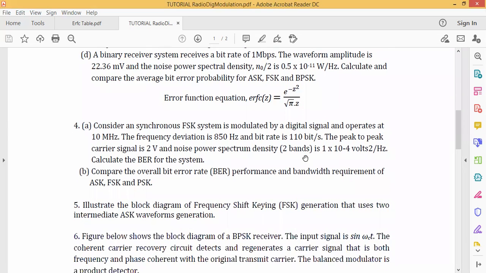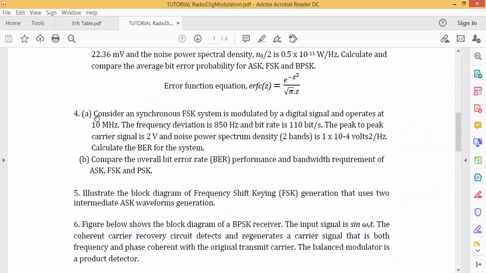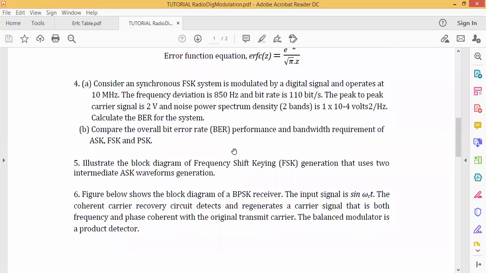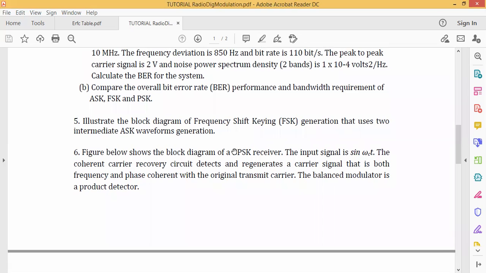The other, number 4, is also to calculate the bit error rate. You can notice here how the question on bit error rate is asked. Basically, you're given an equation, just find the values for the parameters inside the equation, and then find the bit error rate, performance and bandwidth requirements.